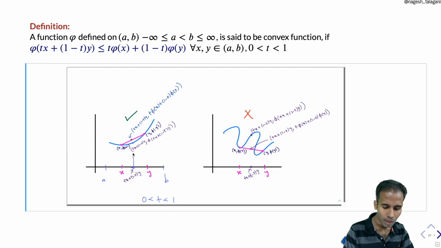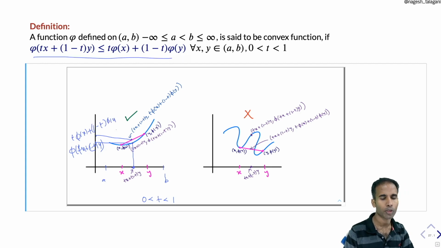On the graph, its image is going to be this. Okay, this is the phi of tx plus (1 minus t)y. But t phi of x plus (1 minus t) phi of y is this. Here is the location for t phi of x plus (1 minus t) phi of y. As you see here, in this case, this inequality holds. We can check for any t between 0 and 1, the same thing will happen. So this is an example of a convex function according to the definition.